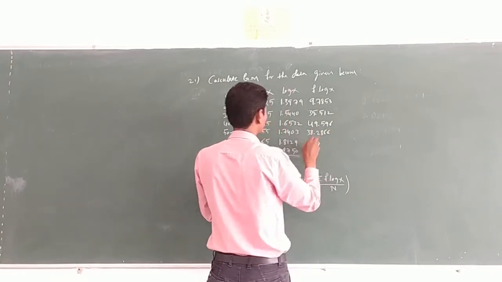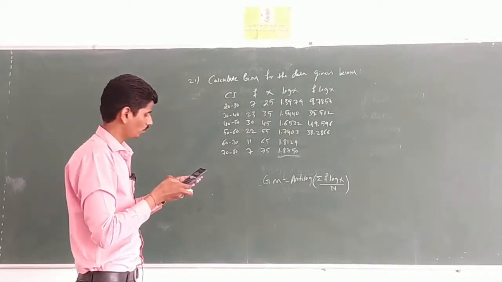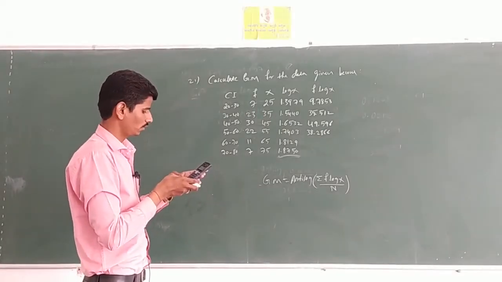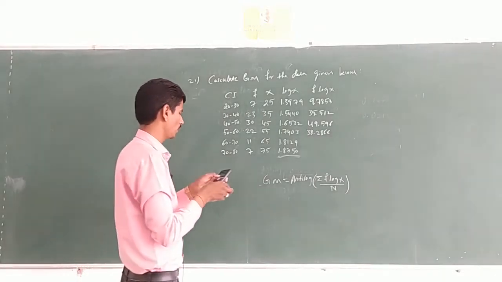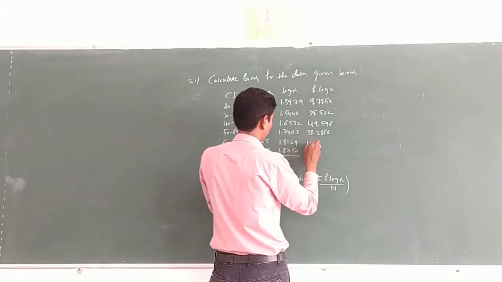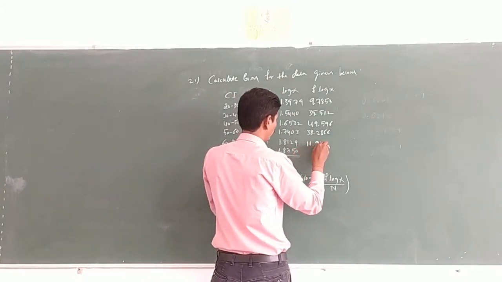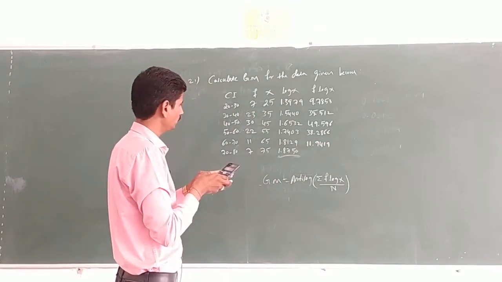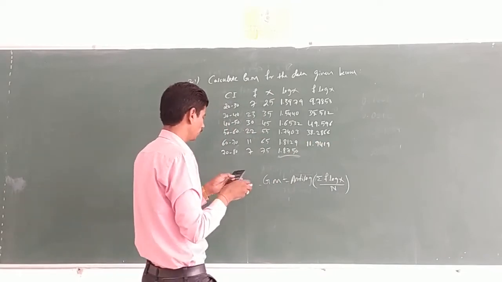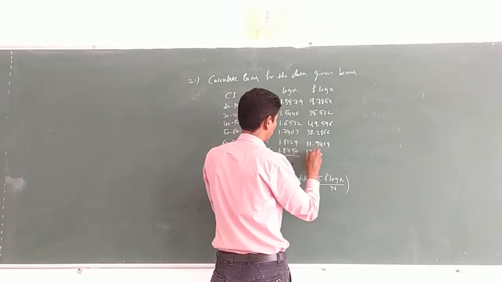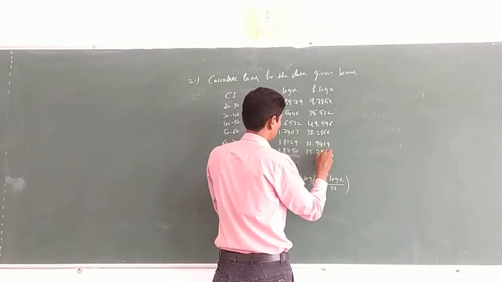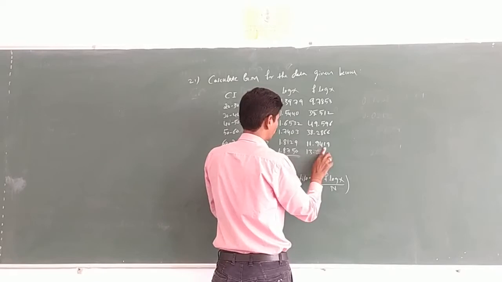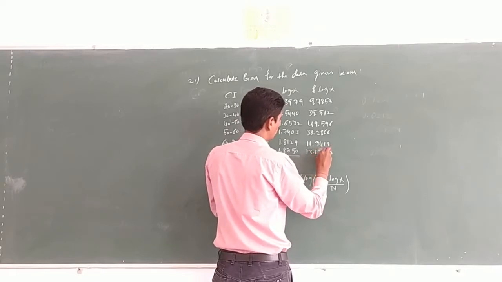38.2866. The next 11 into 1.8129, then 19.94. 19.9419. The last 7 into 1.8750, then we will get 13.125.